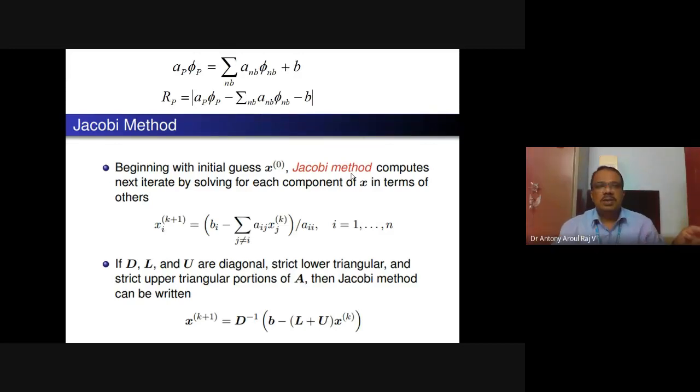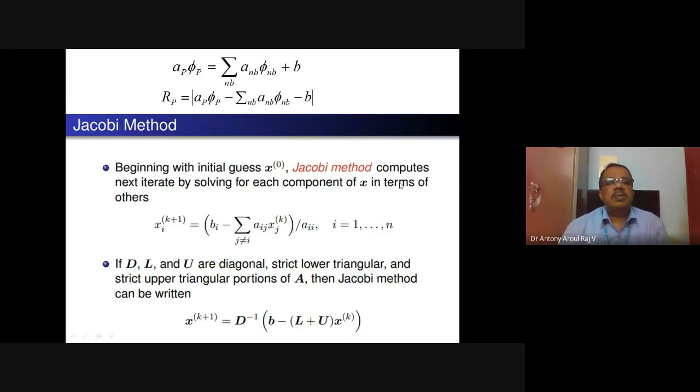So now I will get a new set that I have to take as the initial condition. I have to solve it and then get the solution. If I do it like that, that is called an iterative solution. So that is called the iterative Jacobi solution.